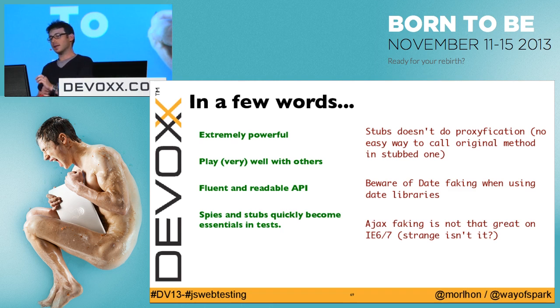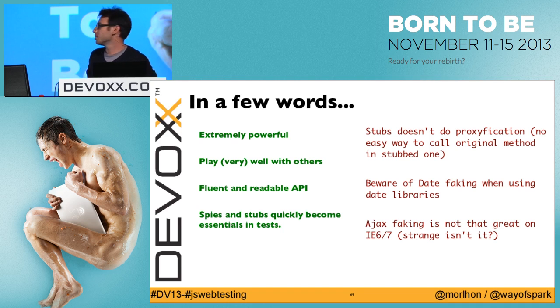And in IE, Internet Explorer 6 and 7, some of the fakings don't work really great. There is supposed to be a bridge, a sinon-ie.js, supposed to make all the features work, but we had really bad behavior with Ajax faking on IE6. No, it's not that big a deal. The talk is about modern web applications. Yeah, that's it. But even today, some clients require us to.